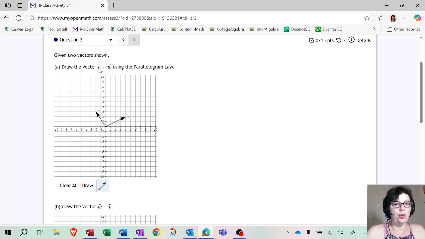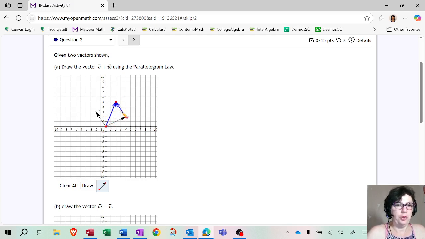For the triangular law, what you need to do is position your second vector where the terminal point of the first vector is. So you would have to draw vector W at the end of vector V. And W goes 2 to the left, 3 up. So you would draw it like this. And then the sum would start at the initial point of the first vector and end at the terminal point of the second. So that's the sum, okay?